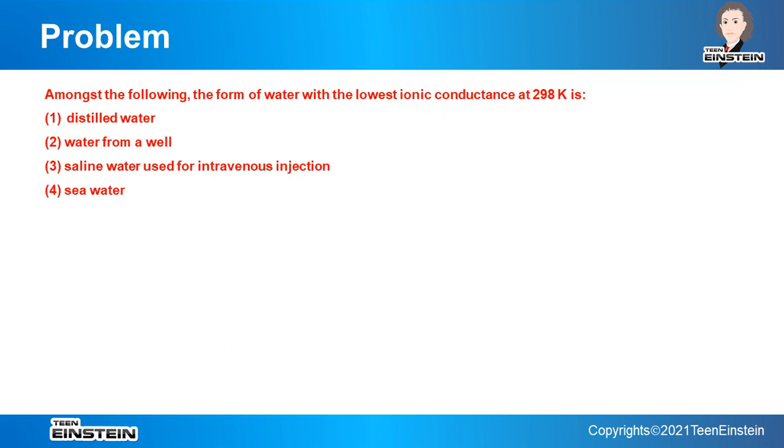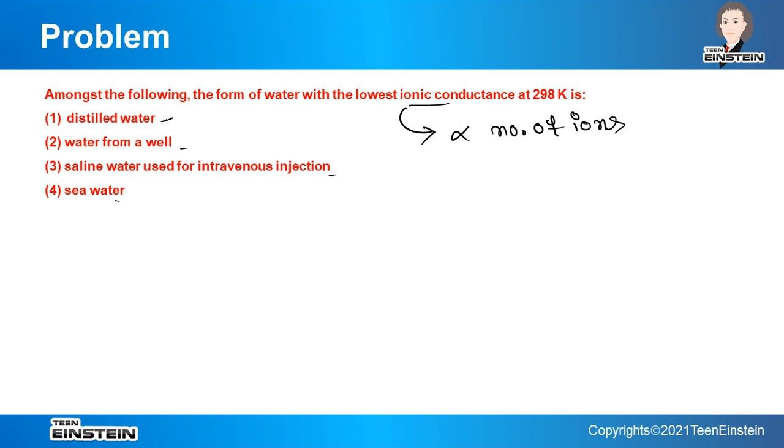Next question. This is a simple question. Amongst the following, the form of water with the lowest ionic conductance at 298 Kelvin. So here we have different types of water: distilled water, water from a well, saline water used for intravenous injection, and seawater. Now we know that ionic conductance will be directly proportional to the number of ions. So if the number of ions is high, this will also be high. If it is low, then the value of ionic conductance will also be low.